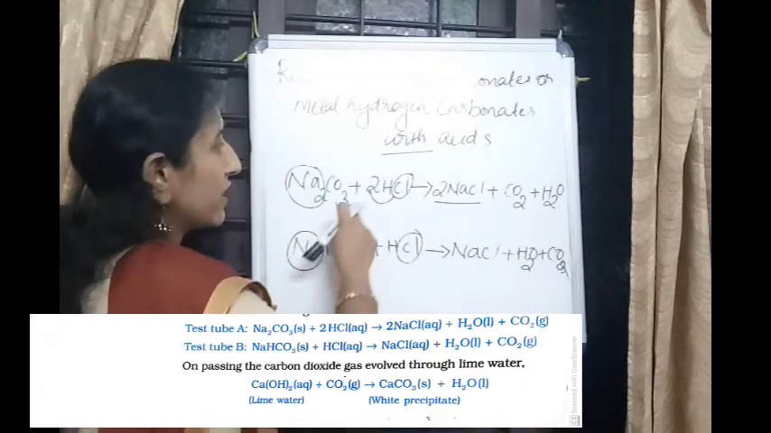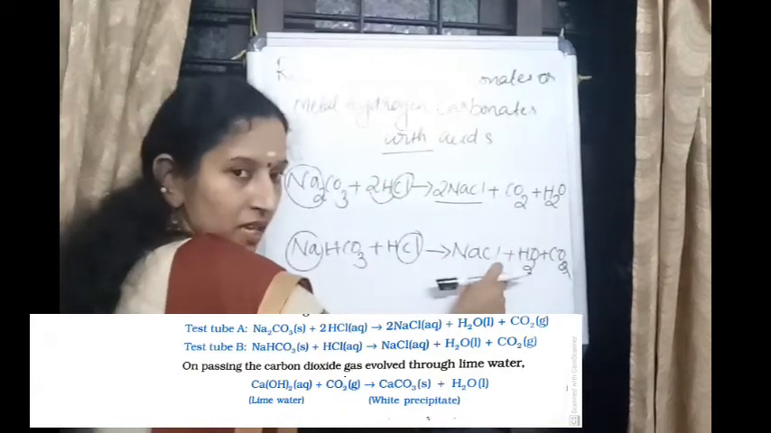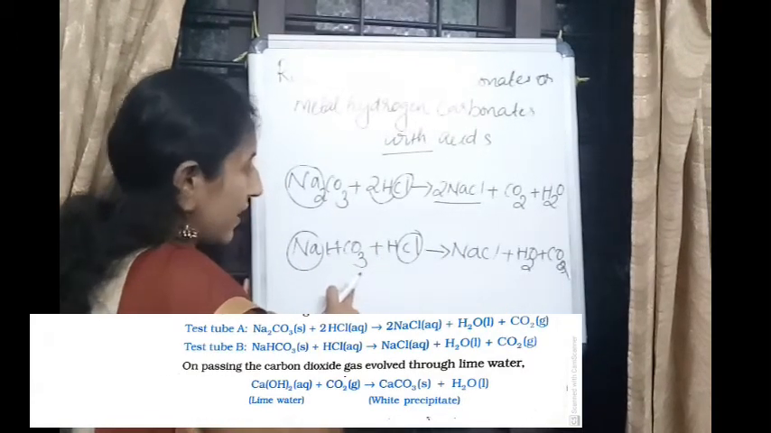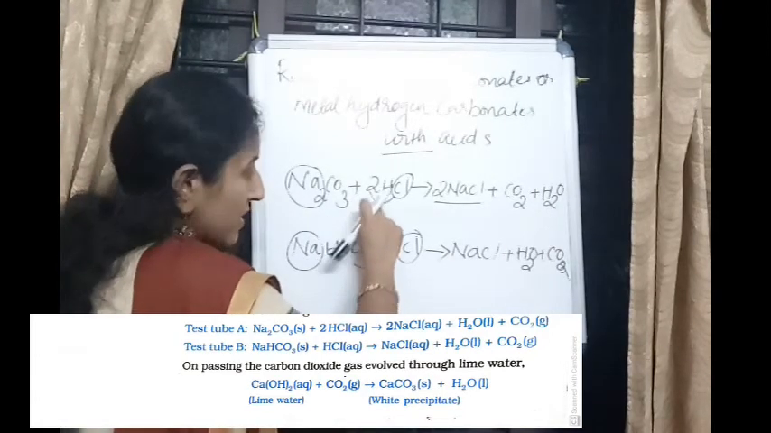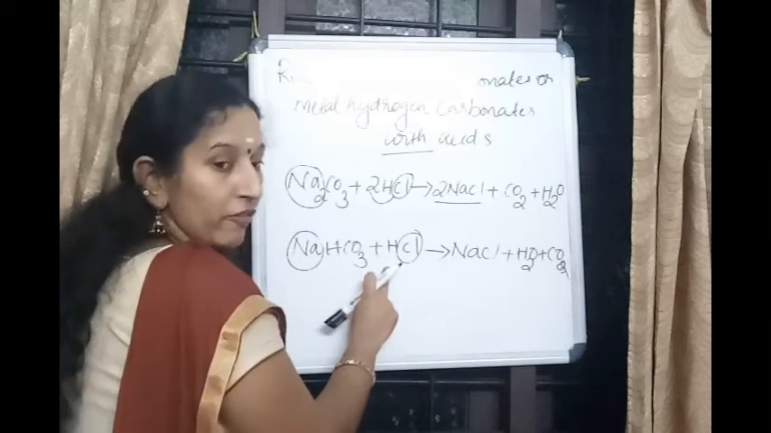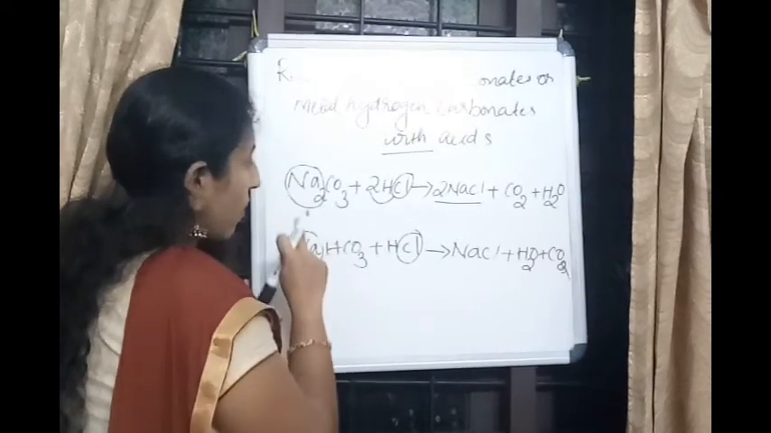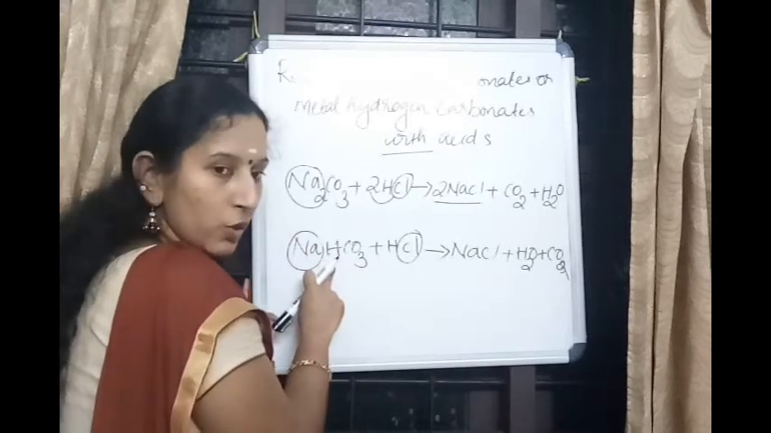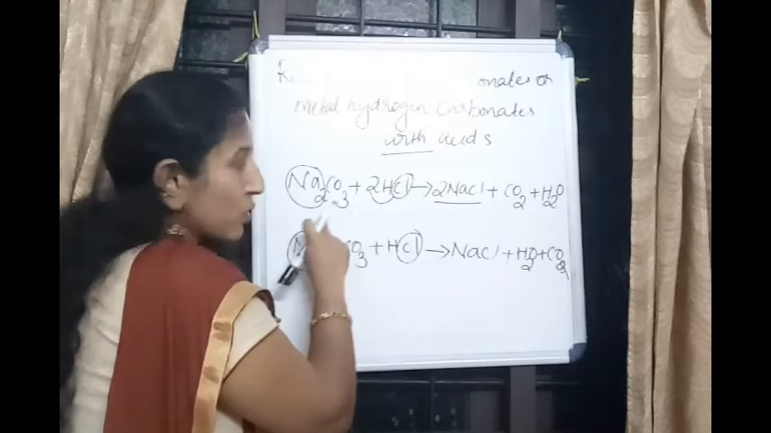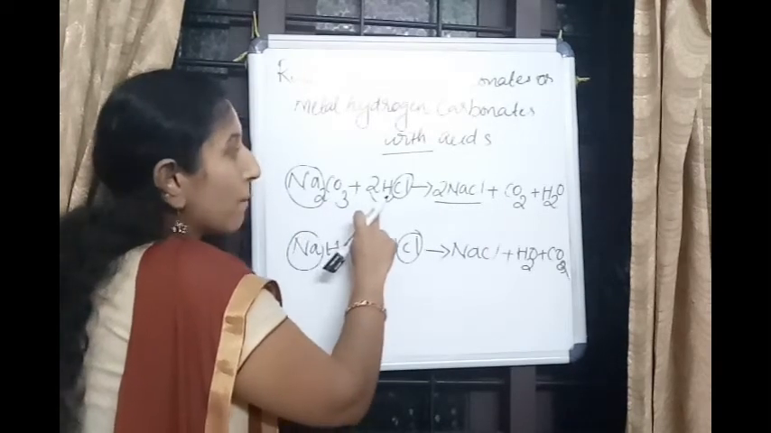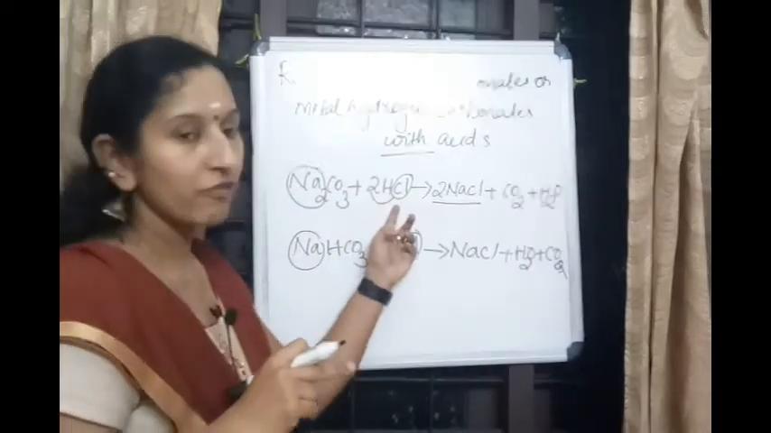So the difference between these two reactions, which are giving the same product, is that in the first reaction there are 2 molecules of hydrochloric acid, and in the second reaction only 1 molecule of hydrochloric acid. Why? Because here there is already hydrogen inside the sodium bicarbonate. But here, in Na2CO3, there is no hydrogen. So in order to balance it, we have to use 2 molecules of hydrochloric acid in the first reaction.